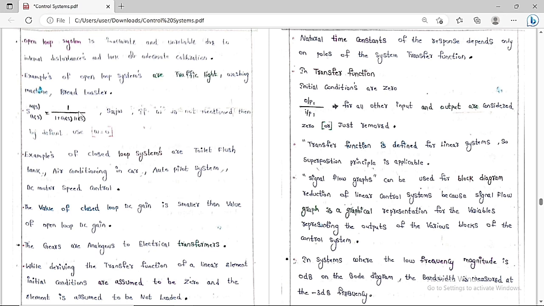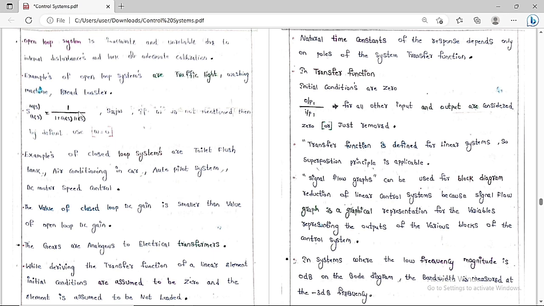The autopilot system is also one of the best examples of closed loop systems. There is no person to control the pilot. Automatically, with the help of control systems, we can make the car move without any person. That is called a closed loop system.